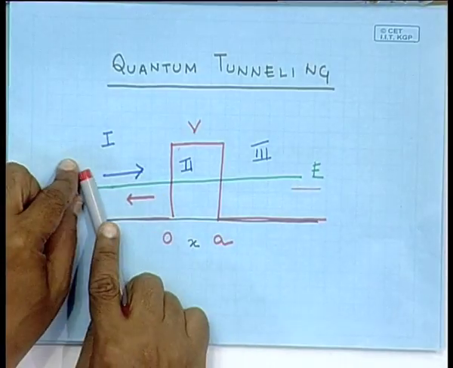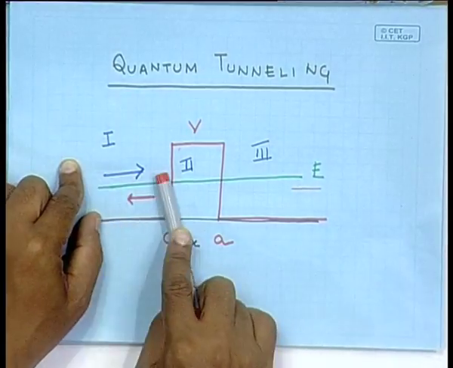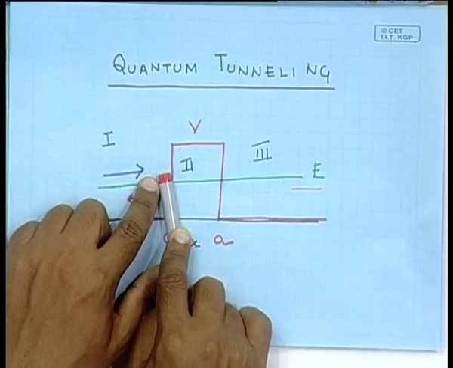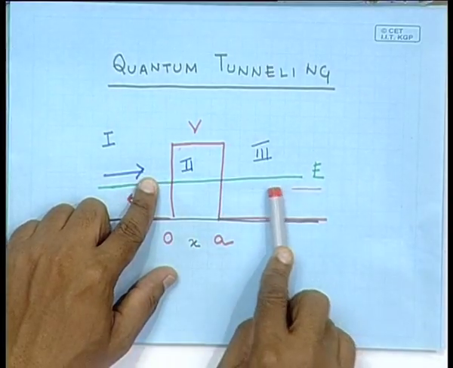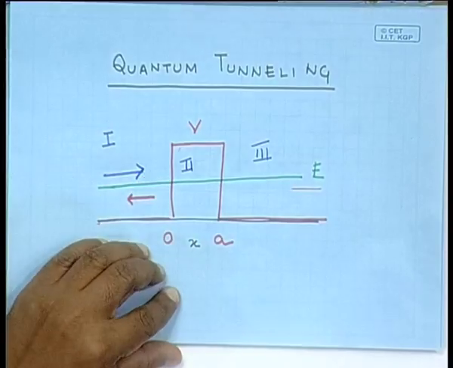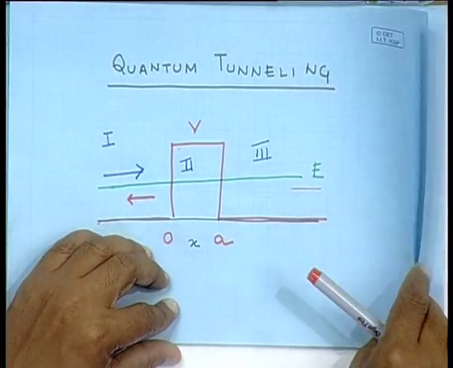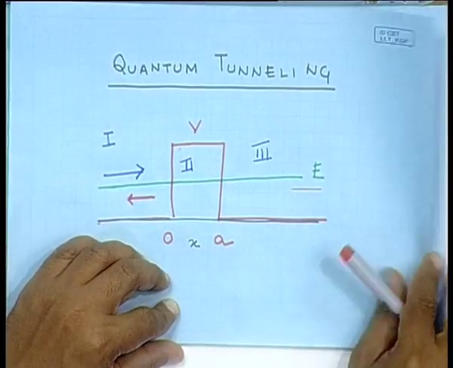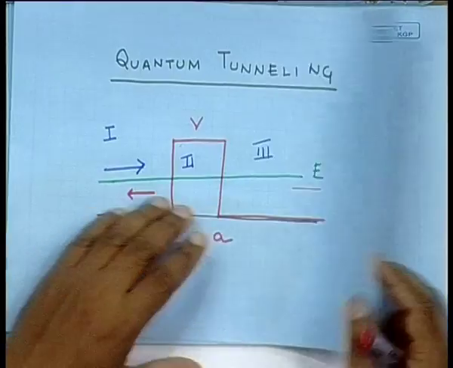So, we have incident particles coming in. What is the probability of finding the particle in region 3? This is the question that we are interested in. And how shall we address this question?